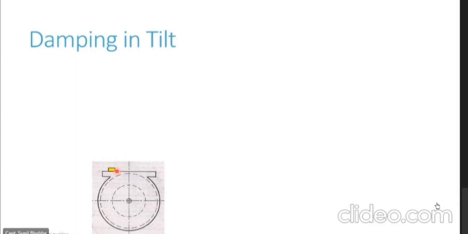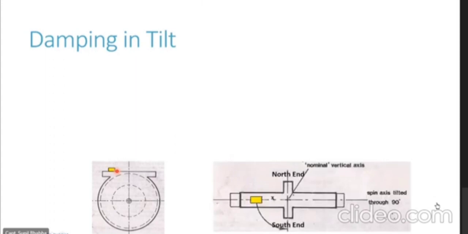Now, if it tilts by 90 degrees and you are looking at it from the same direction, this is how it is going to appear. You see, this is the spin axis tilted by 90 degrees. The north end of the spin axis, which was initially pointing into the screen, has gone upwards and will be now pointing vertically upwards. This is the north end of the spin axis. And the south end, which was initially pointing towards you, has tilted downwards. You can see in this diagram, the south end is tilted downwards.